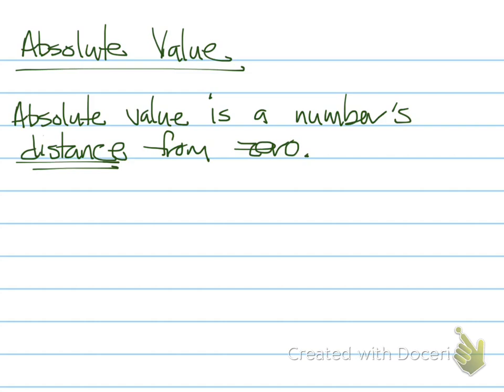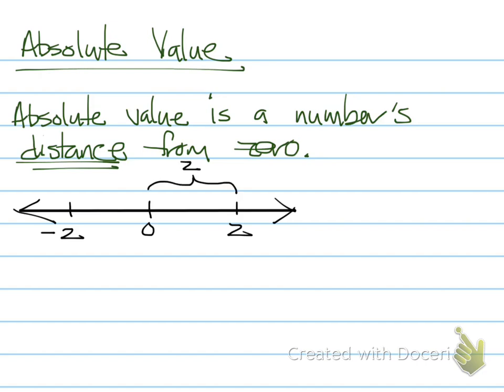But the reason why that number is positive is because the absolute value represents the distance that number is from zero. So if we have a number line, we've got two numbers that are 2 units away from zero. Positive 2 is 2 units from zero, as well as negative 2. So the absolute value of negative 2 is the same thing as the absolute value of positive 2, since they're both 2 units from zero.